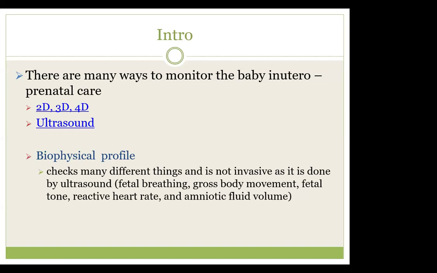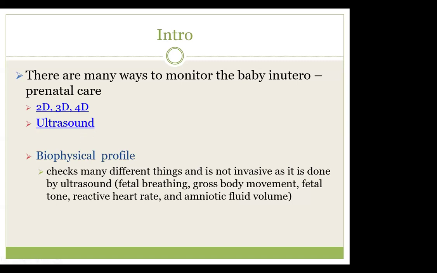2D is a flat picture. Okay, so it's just a picture. They go in there, they scan it. It looks like it's hanging on the wall. They can snap shots of it. 3D is exactly what you think. You can see the 3D image of that baby. It's a delayed image. And then 4D is a 3D real-time picture or video that's actually going on right as you're looking at it. So it's very cool.